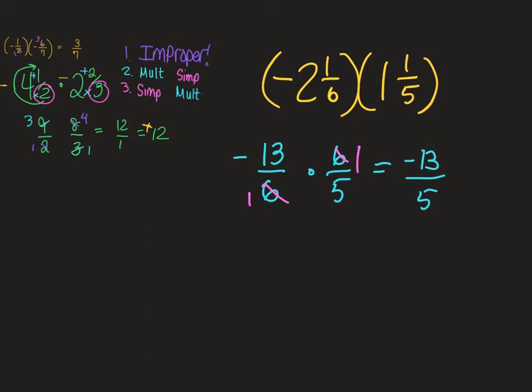Are you good changing that back to a mixed number? Maybe I should have had a fourth step here that said sometimes you've got to change it back to a mixed number. Over here, we didn't have to do that because it was 12 over 1. But over here, we've got to make it a mixed number. So 5 goes into 13 twice with 3 left over. The denominator stays the denominator, and the negative is still just hanging out. So there's my final answer.